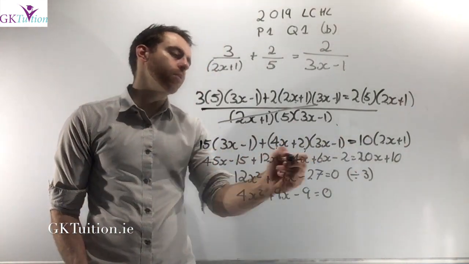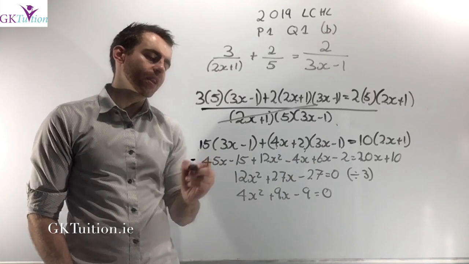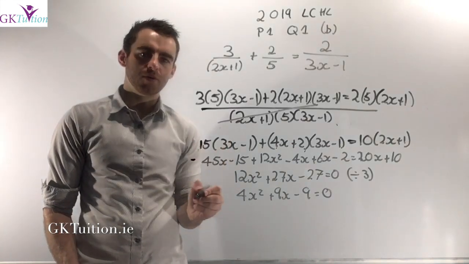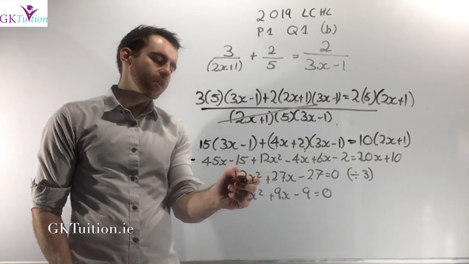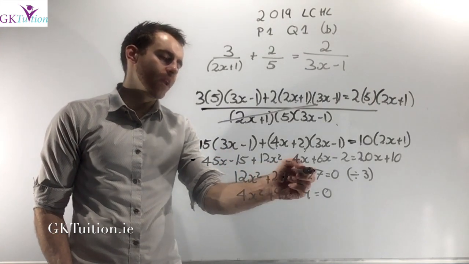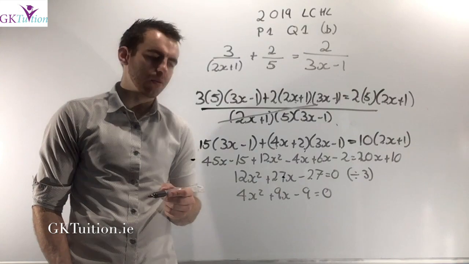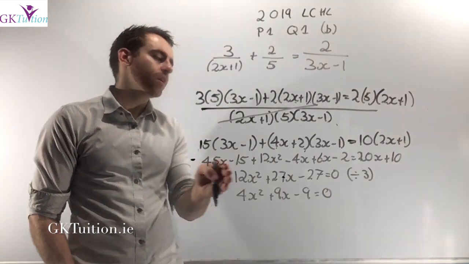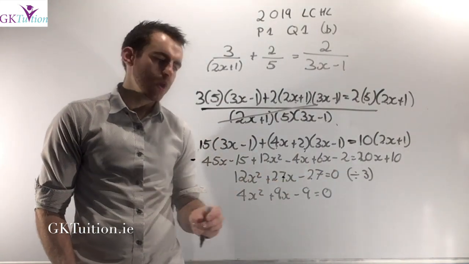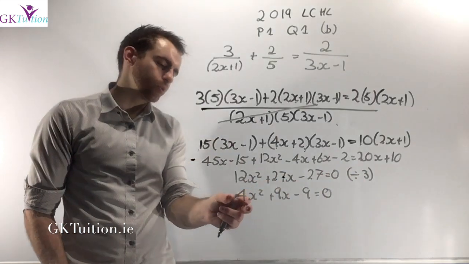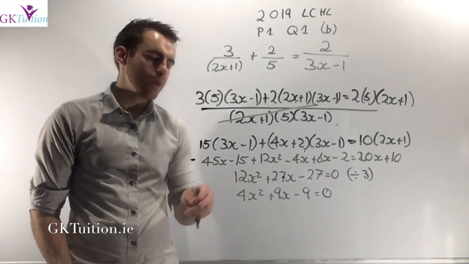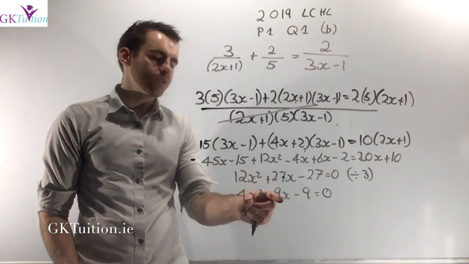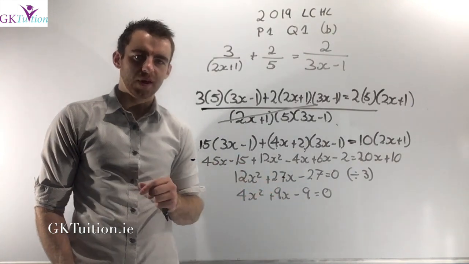You'll notice I've multiplied it all out, and at this line I had an x squared, I had an x, and I had a number. So I identified that it's a quadratic, and when you simplify it, you get 12x squared plus 27x minus 27 equals 0. The numbers are a bit big there, so we divide both sides by 3. When you divide both sides by 3, your quadratic is 4x squared plus 9x minus 9 equals 0. And now I'm just going to continue this on. I just need to factorize this and find my two values for x.